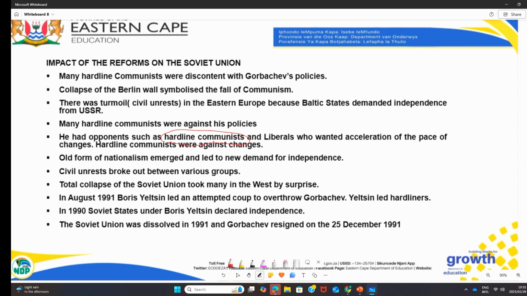This is very important for you to note that old form of nationalism emerged in Russia and led to new demand for independence. So in your essay, I want you to talk something about the old form of nationalism. And then the total collapse of the Soviet Union took many in the West by surprise. Unfortunately, in August 1991, Boris Yeltsin led an attempted coup to overthrow Gorbachev. A coup which was not successful was led by Boris Yeltsin, who was also a very strong communist. Yeltsin led the hardliners. Hardliners are those who were against changes.